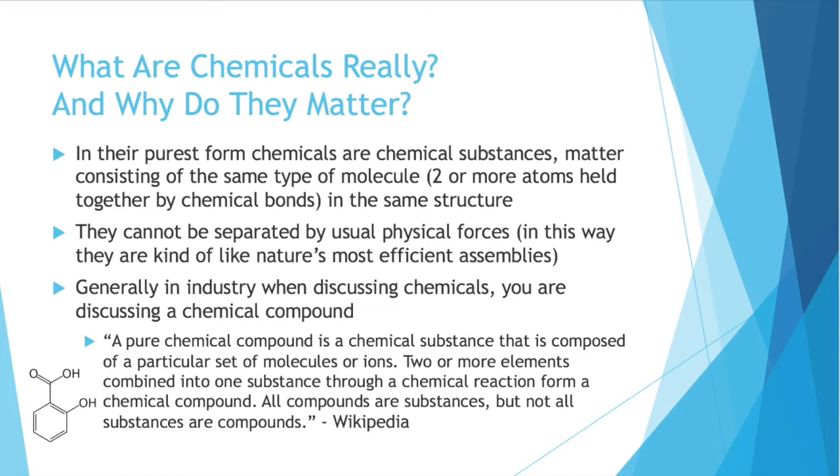Generally in industry, when discussing chemicals, you are usually discussing a chemical compound. A pure chemical compound is a chemical substance that is composed of a particular set of molecules or ions. Two or more elements combined into one substance through a chemical reaction form a chemical compound. All compounds are substances, but not all substances are compounds.